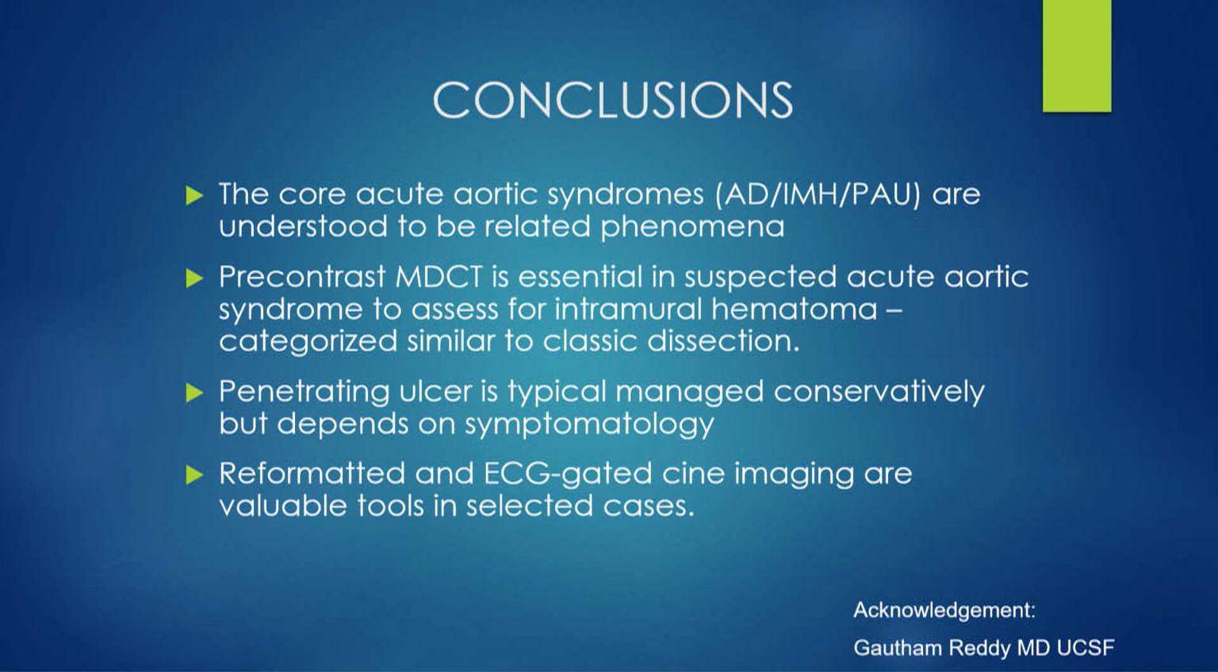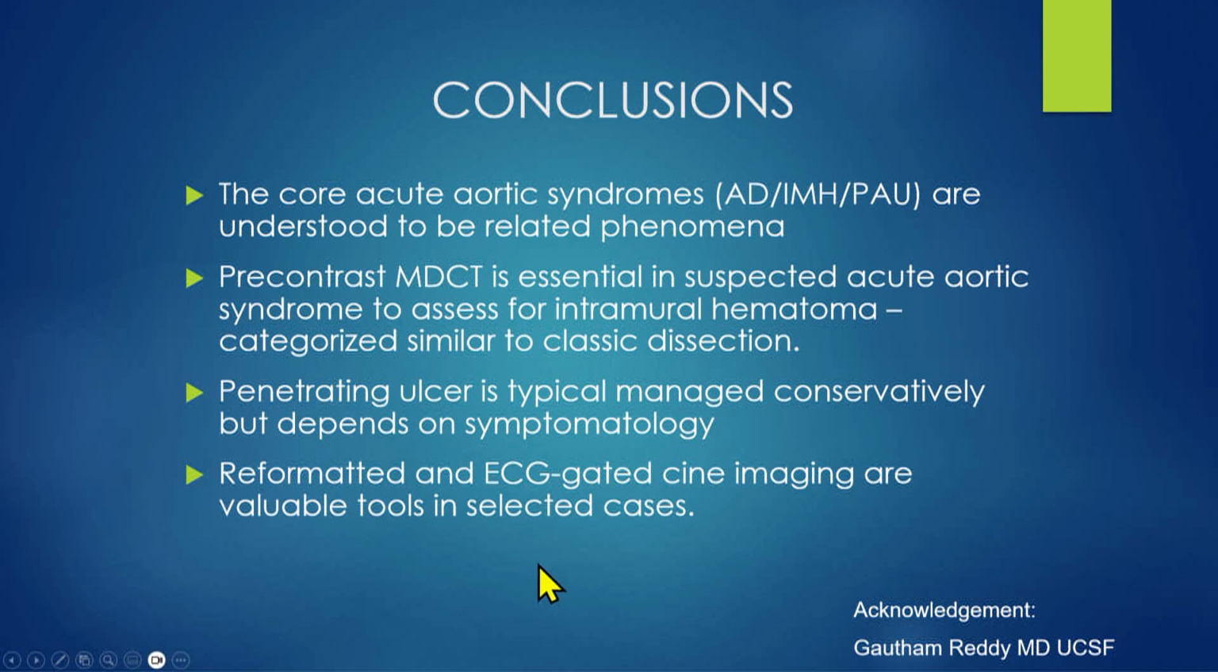So, the core acute aortic syndromes, aortic dissection, intramural hematoma, and the very complicated penetrating aortic ulcer are understood to be interrelated phenomena, with little different variations. I think, as I mentioned, that it's very important to get a pre-contrast CT, particularly in the context of intramural hematoma. And we categorize intramural hematoma A and B just like we do a classic aortic dissection, recognizing that there is a significant risk, albeit lower than a classic aortic dissection. And penetrating ulcer, as I showed you, in a majority of cases is managed conservatively.